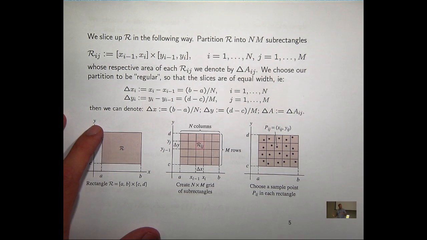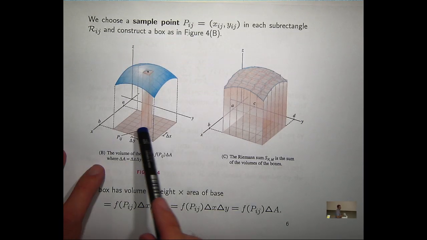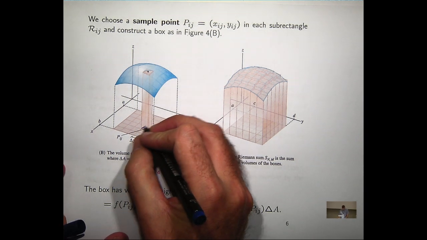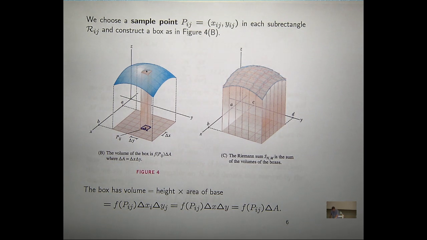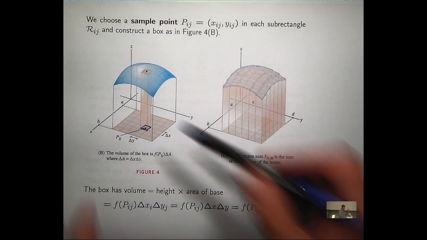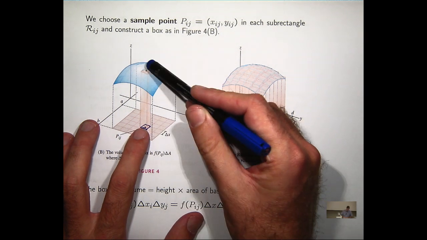Now, here's my little sub-rectangle. I've got my sample point. And we basically form here, on that left-hand side in picture 4b, just this sort of rectangular prism, right?